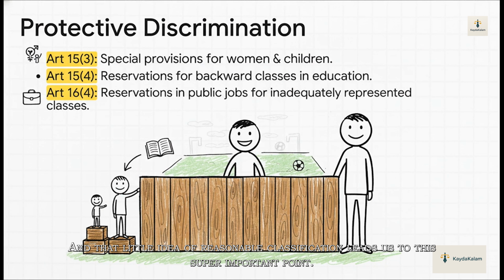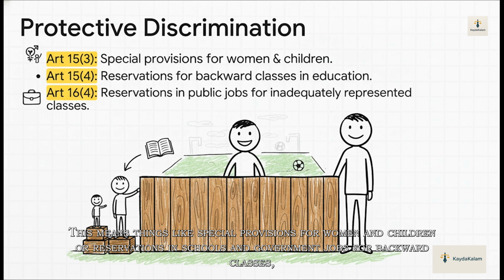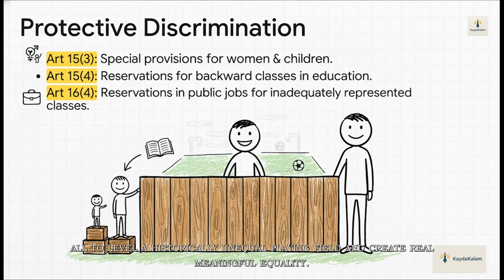And that little idea of reasonable classification leads us to this super important point. Sometimes treating everyone exactly the same is actually deeply unfair. The Constitution gets this, so it allows for what's called protective discrimination, or you might know it as affirmative action. This means things like special provisions for women and children, or reservations in schools and government jobs for backward classes, all to level a historically unequal playing field and create real, meaningful equality.